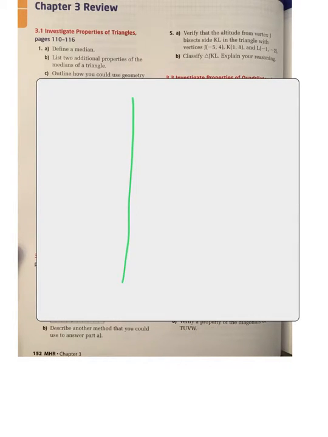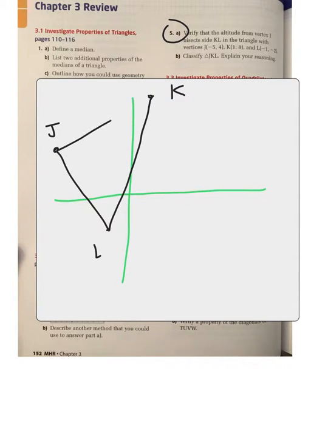Question 5. Gone into the green ink, sorry about that. Got it back. And question 5 talks about these 3 points. We've got point J, negative 5, 4. We'll put that there. That's J. Point K is 1, 8. We'll put that up there. And L is negative 1, negative 2 down there. So we join those 3 points together to form a triangle.